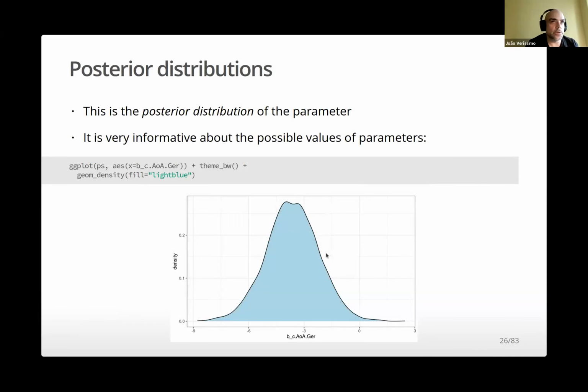We can then plot the posterior samples and we get our full probability distribution. This is what we call the posterior distribution of the parameter. And it's really very informative and rich about the possible values of parameters. So what this is telling me is essentially the true effect of age of acquisition. We need to remember here that age of acquisition was expressed in years. So this is how many milliseconds less of priming you have for each year that you've learned German later. So it's the effect per year. And that's why it's so small. We're talking about 3 milliseconds because it's per 1 year. So for example, comparing a person who learned German at 7 versus at 6, let's say.